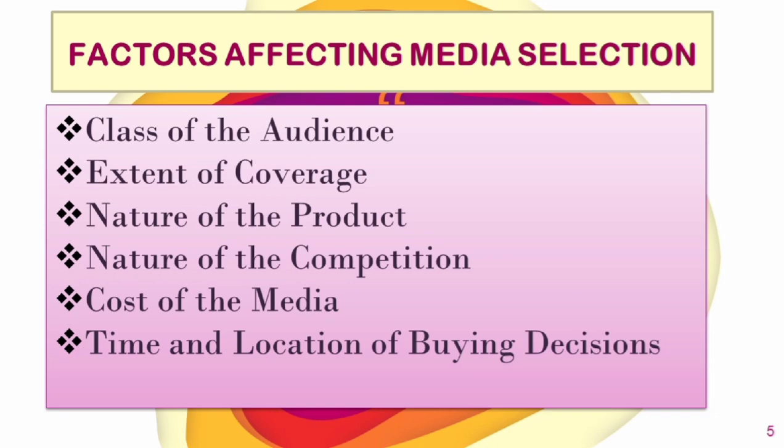Second one, extent of coverage. The advertiser must consider the number of audience to be covered by the medium. The extent to which the medium reaches the same audience as that covered by some other media, that is, the percentage of overlapping, must also be taken into account. Next, nature of product. Products can be classified into various kinds: consumer products, manufactured products, industrial products, etc.